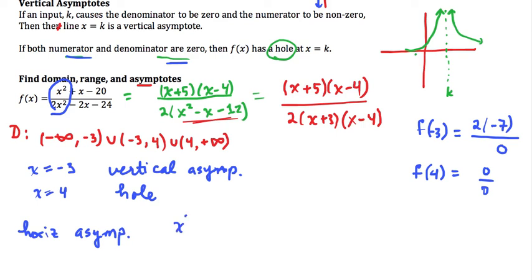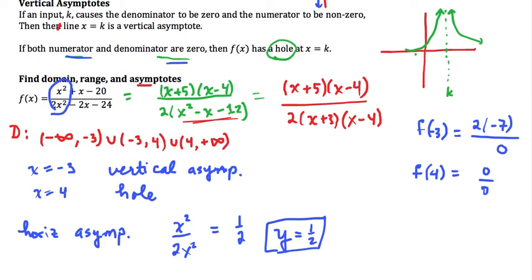You have x squared over 2x squared. So in the long run, the function is going to approach 1/2. Okay, so y equals 1/2 is going to be your horizontal asymptote. And the range, well, we still haven't quite figured out what that is yet.